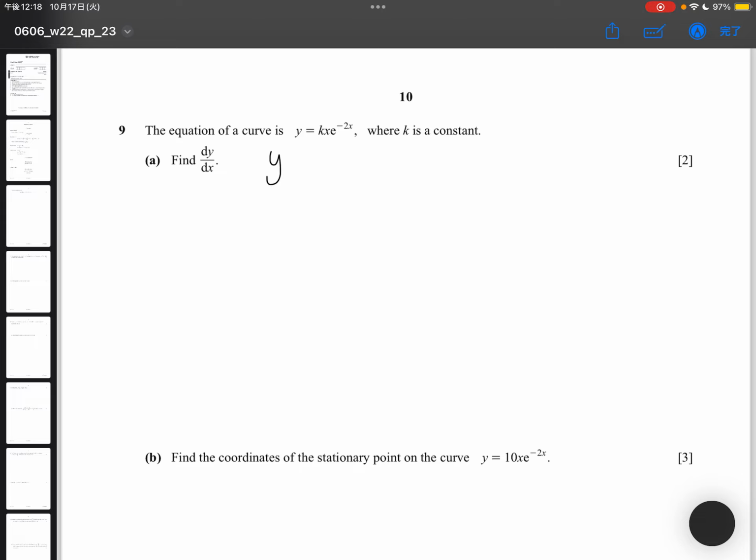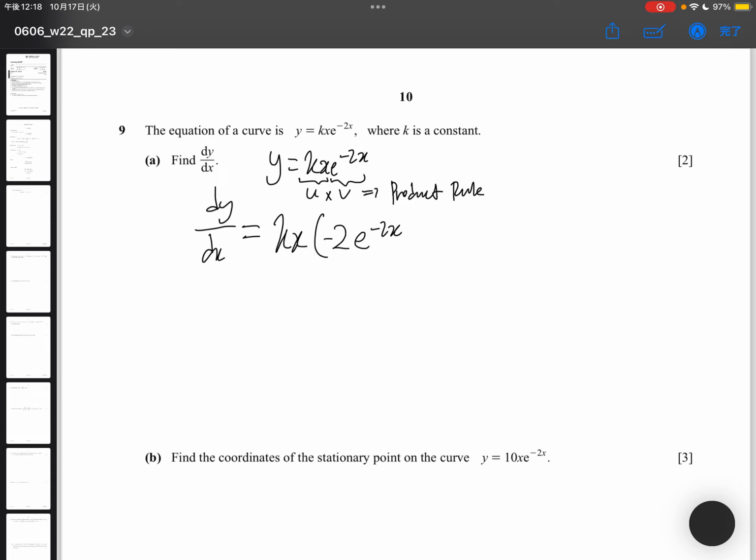So I have this equation, and I have to find dy/dx. To differentiate y with respect to x, since I have one function over here and another one over here, I have to use the product rule to differentiate this function. So I have u v prime plus v u prime.